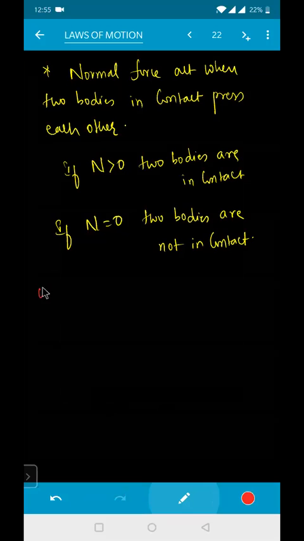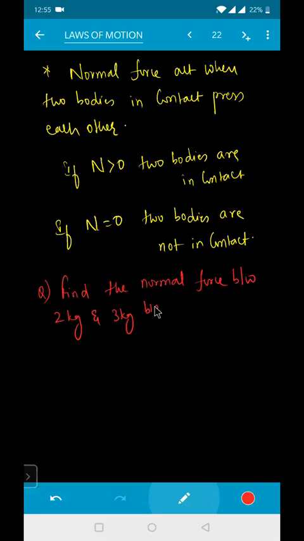ये क्वेश्चन का आंसर बताओ जल्दी से. Find the normal force. Find the normal force between 2 kg and 3 kg blocks. Think and give me the answer.